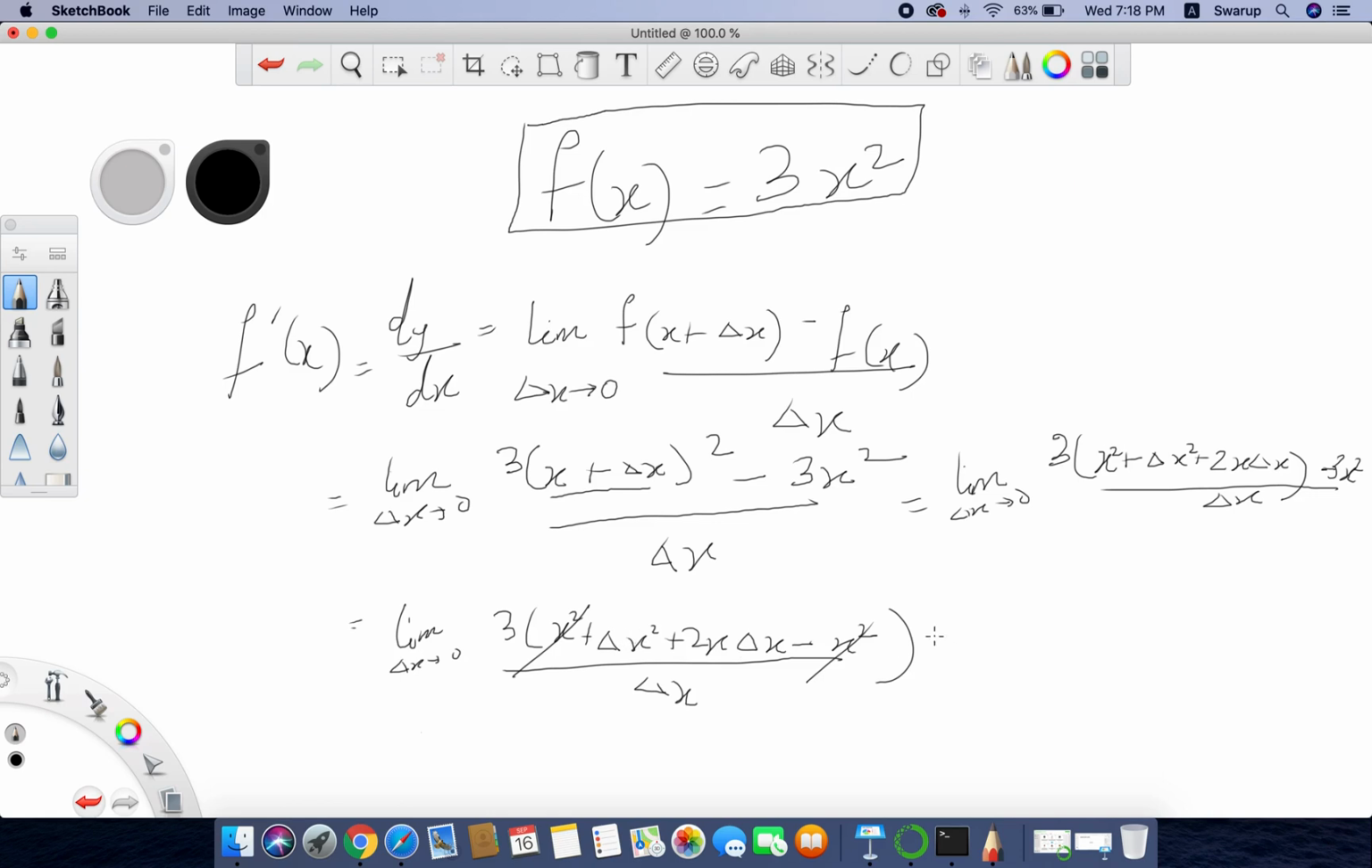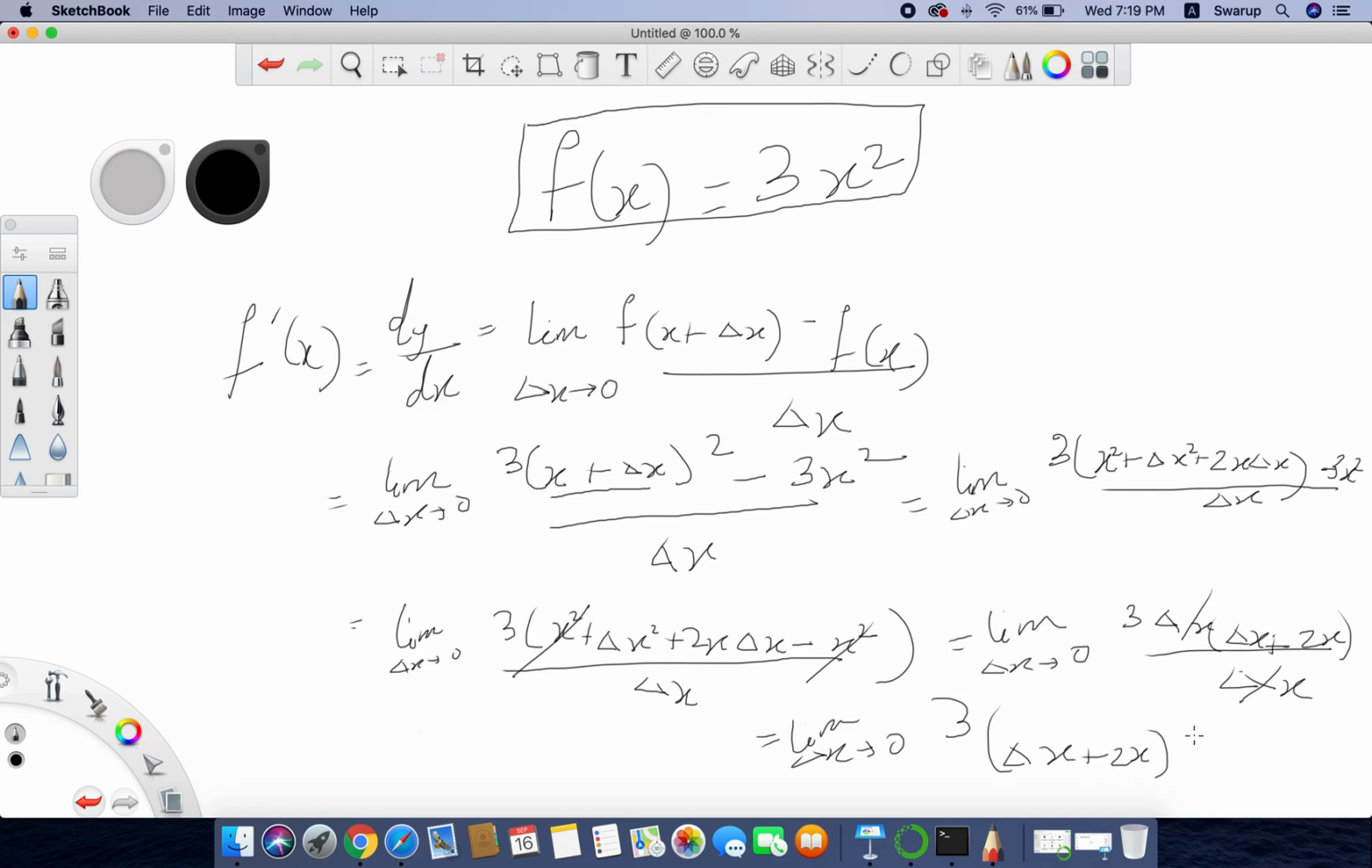So right now we have limit delta x implies 0, and we have now got 3 delta x. We can take delta x outside, and we have delta x plus 2x, divided by delta x. So I will cut off this delta x with delta x, and we are left with limit delta x implies 0 and here we have 3 of delta x plus 2x.